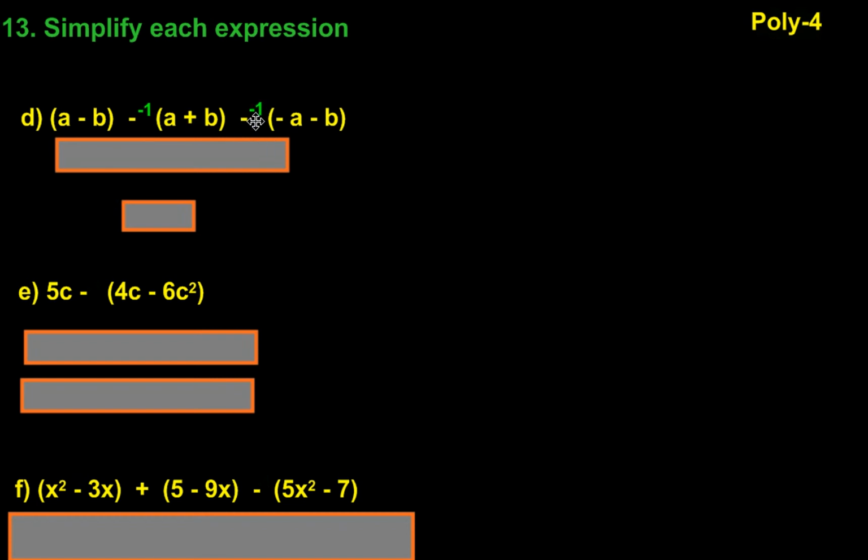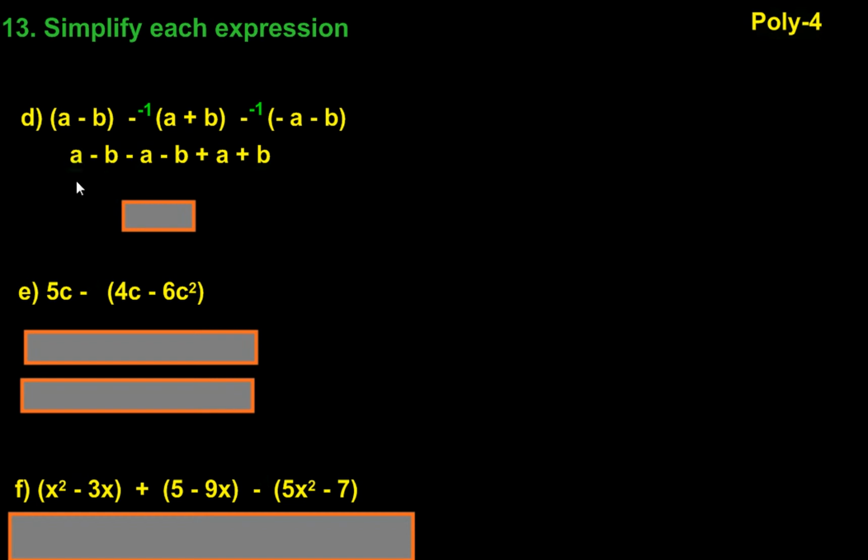And that is going to change the signs on both of these second ones. So the A minus B is going to come down, but having multiplied by negative 1, we're going to get negative A minus B. Since the A over here is negative, we're going to get a positive A, and since the B is negative, we're going to get a positive B. And as I look through this, I see that this certainly can be simplified.